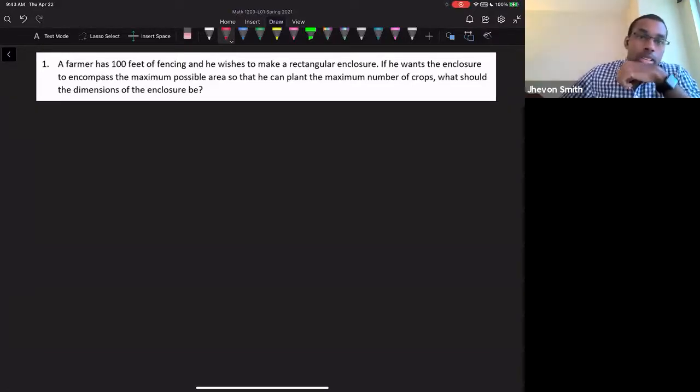So here it is. A farmer has 100 feet of fencing. He wishes to make a rectangular enclosure. He wants the enclosure to encompass the maximum possible area so that he can plant the maximum number of crops. What should the dimensions be? So this is an optimization problem.